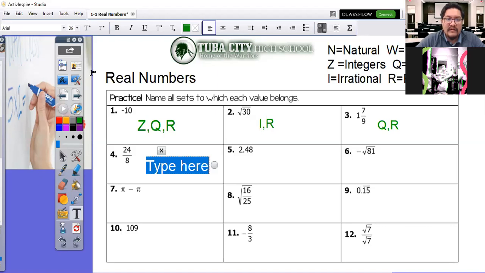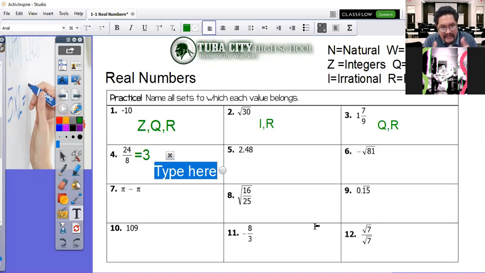All right, so let's go ahead and move on to number 4. So this is 24/8. Now, with some of these, you do have to do a little bit of work, because if we take 24 and divide it by 8, we would get 3. So the actual number we're looking at is 3. So be careful, don't be fooled by some of these, because if we didn't do the work, we might say that this was, well, it actually is rational because it can be written as a fraction.